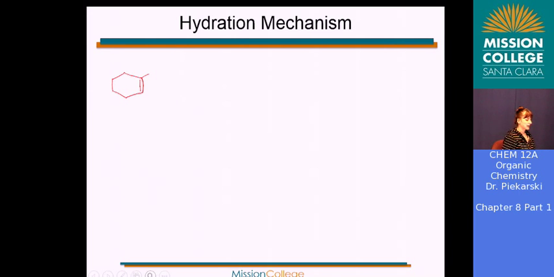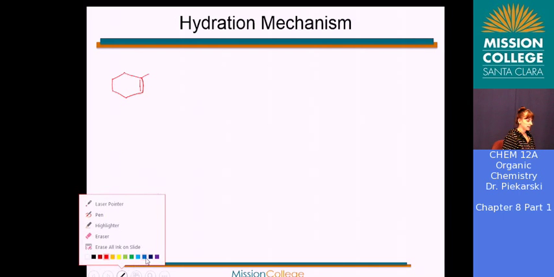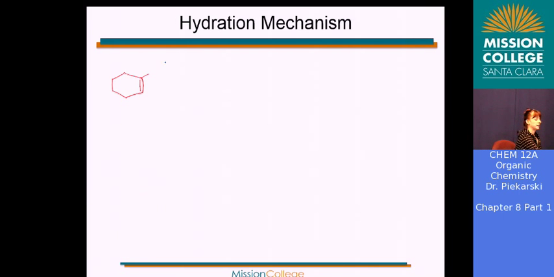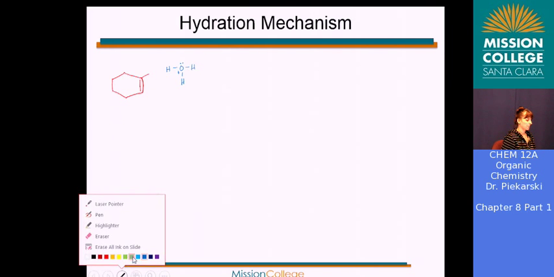Now, it's an acid-catalyzed reaction, and anytime you hear acid-catalyzed reaction, I want you to immediately write down the hydronium ion. Because acid-catalyzed means a strong acid, and strong acids dissociate into that hydronium ion, or protons in solution. Okay? This is definitely the nucleophile. This is definitely the electrophile.